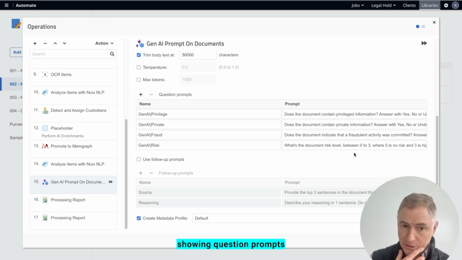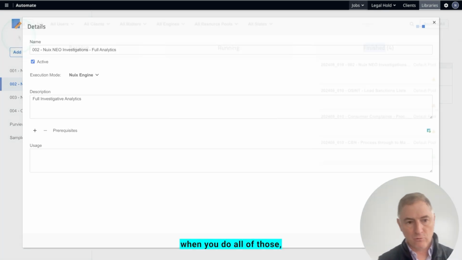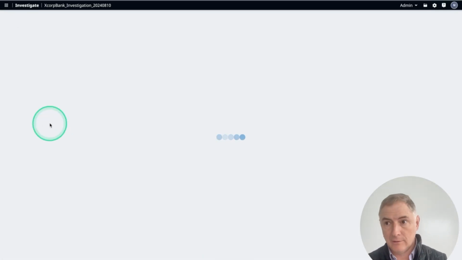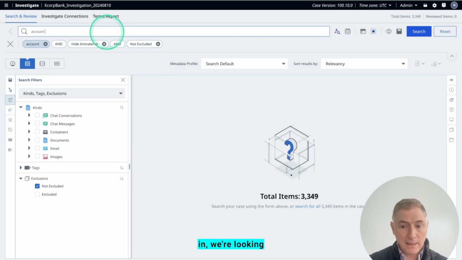Here we're showing question prompts and then follow-up prompts, with conditionality as to when you do all of those. And so you can really open up the landscape of what can be done to leverage generative AI. So we're back, we're looking at investigate.